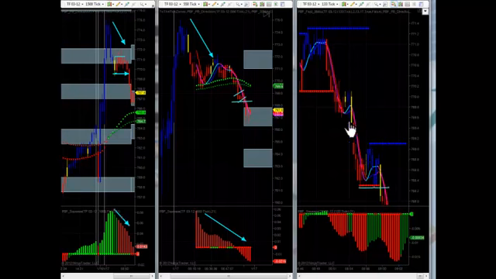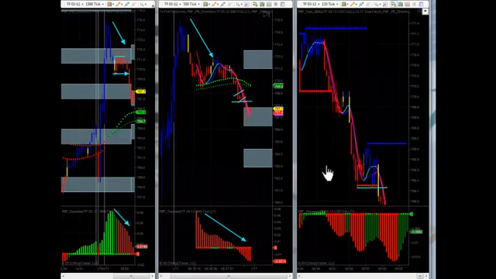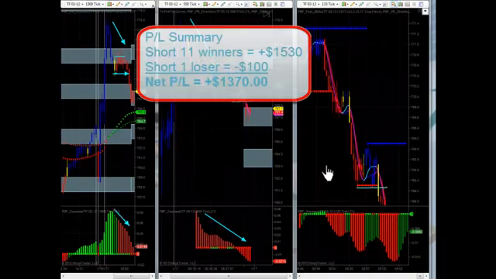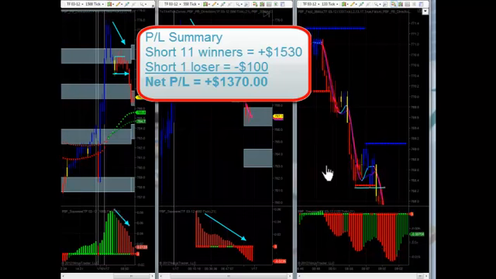We re-entered on some consolidation and rolled that down for further downside. So again, we had one losing contract out of what would that be, 15, and we ended up with a gross total of $1,430 in about 22 minutes of trading. Good trading.